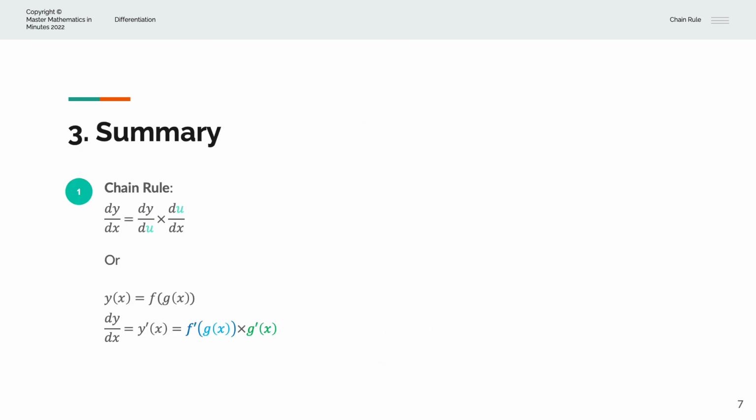To summarize, the chain rule states that dy dx equals dy du multiplied by du dx. Or, if we have a composite function y of x equals f of g of x, we have dy dx equals y prime of x, and that equals f prime evaluated at g of x, multiplied by g prime of x.